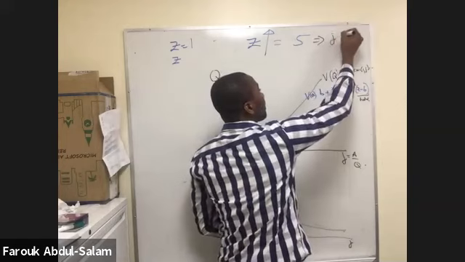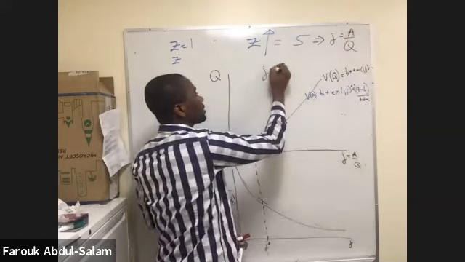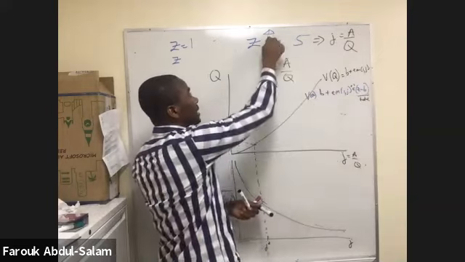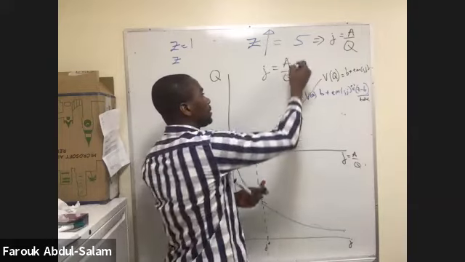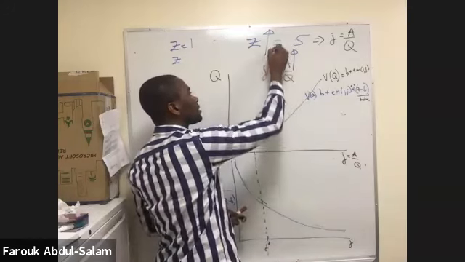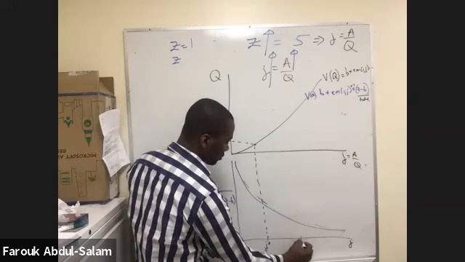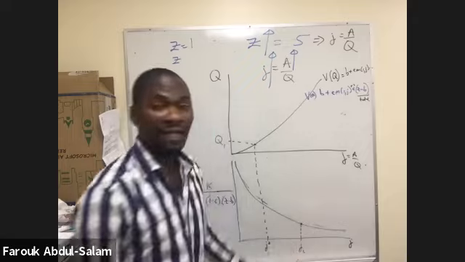So J, remember, is the same as A over Q. Given the fact that Z is up, more firms will be willing to come and produce the same thing. So A will increase, and as A increases, J will increase. So that's where you see J moving from here to J2. That's the first part of the analogy.